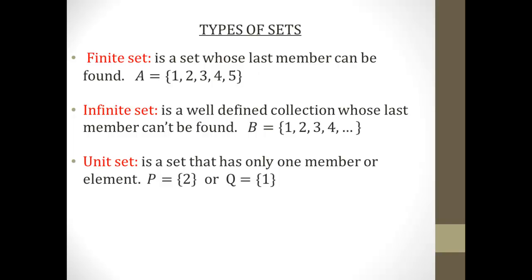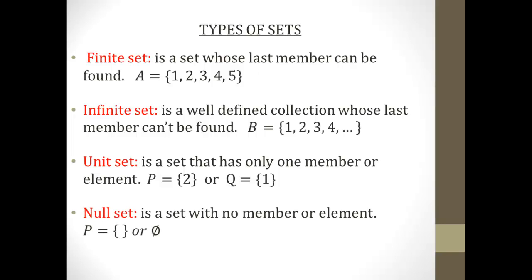Next type, we have the unit set. When we talk about units, we are talking about 1. So a unit set is a set which has only one member. When you have a set and you have only one member in the set, it becomes a unit set.